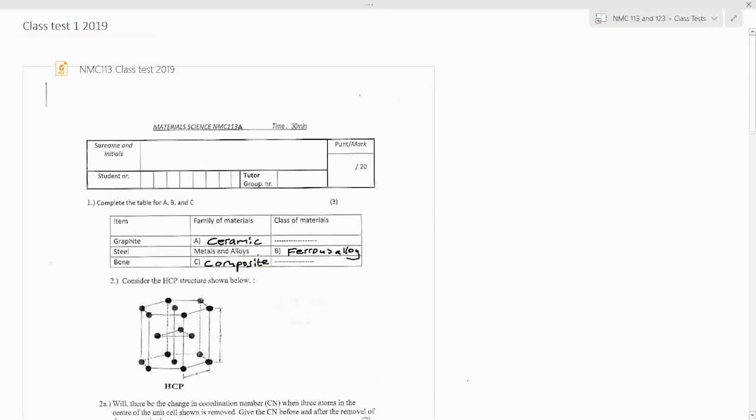If you want to learn more about families of materials and class of materials and their uses as well, I would recommend that you download the CES Material EduPack software. I don't know if there is a free version online, but you must just check and find out. Let's go to the next question.